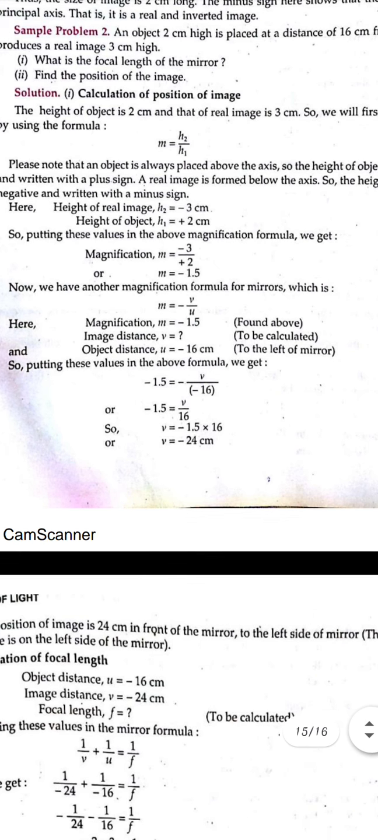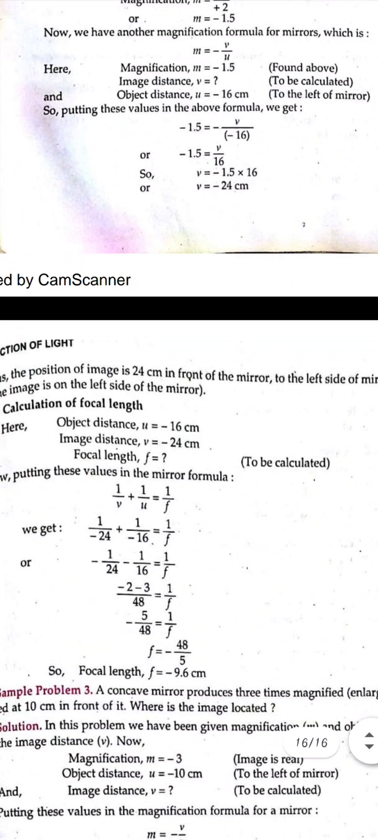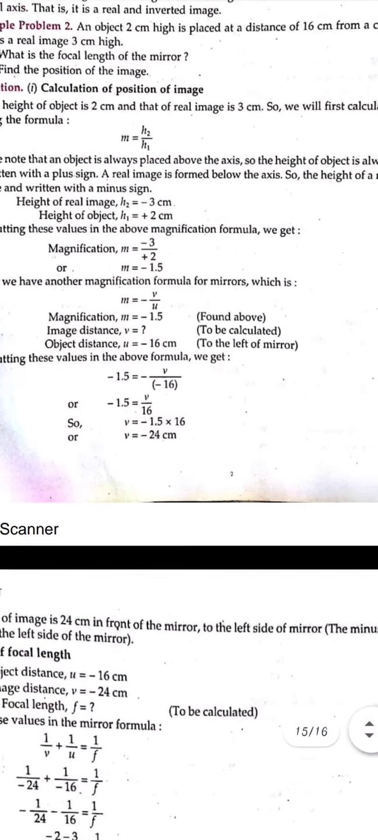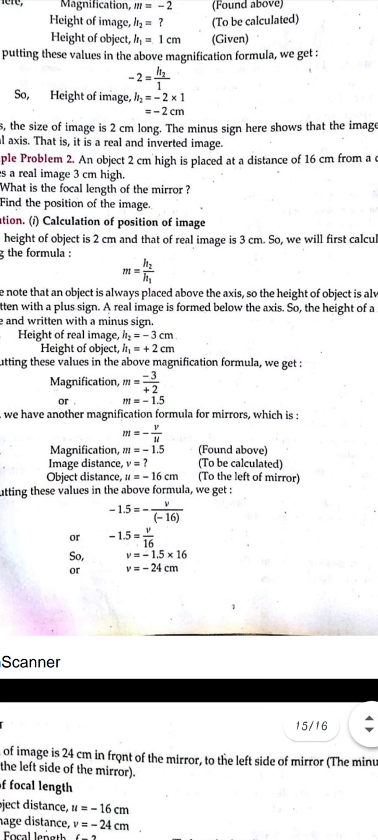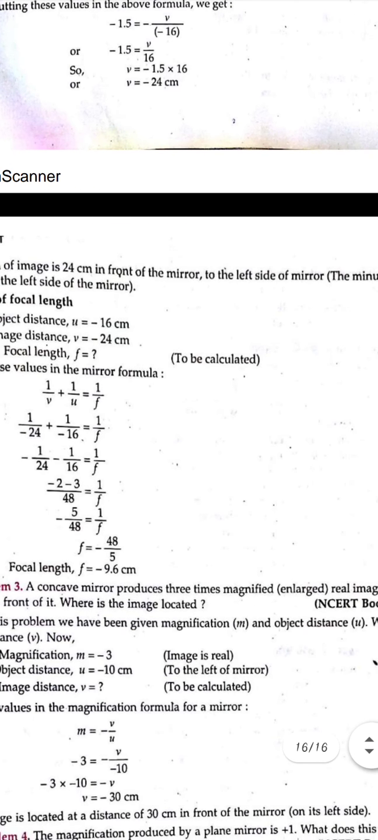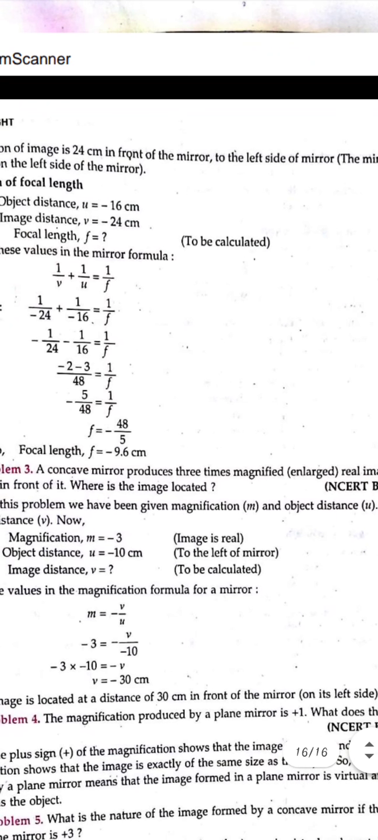To find out the focal length, we can use the mirror formula, that is 1 by v plus 1 by u is equal to 1 by f. Putting the values of 1 by v and 1 by u, we can find the value of f. So here the focal length is minus 9.6 centimeter, and the object distance was 16 centimeter. So the image and the object are formed beyond the focus.